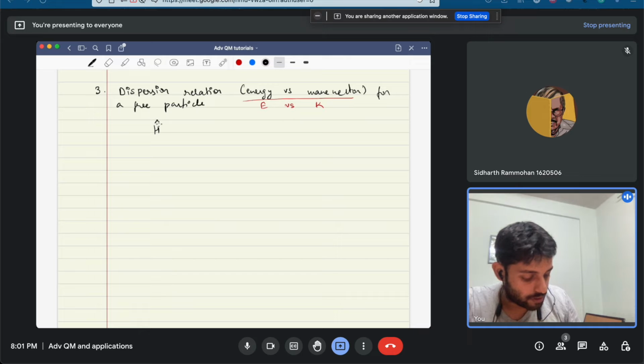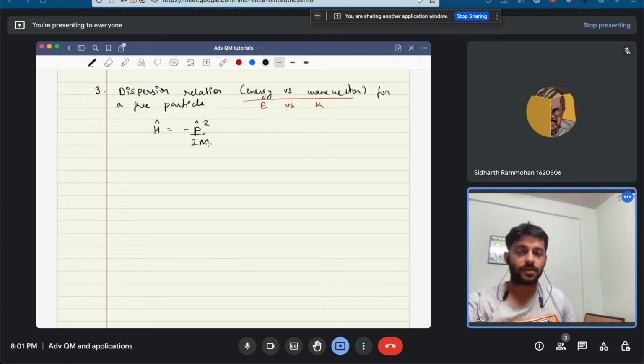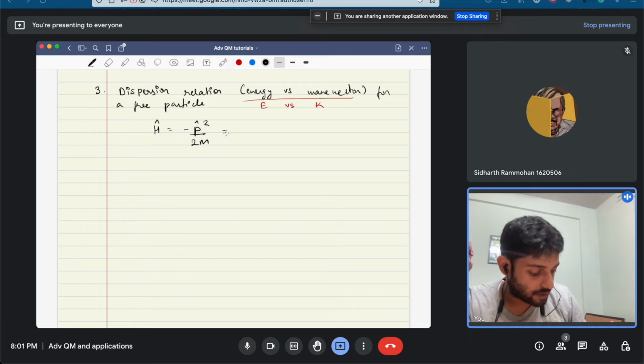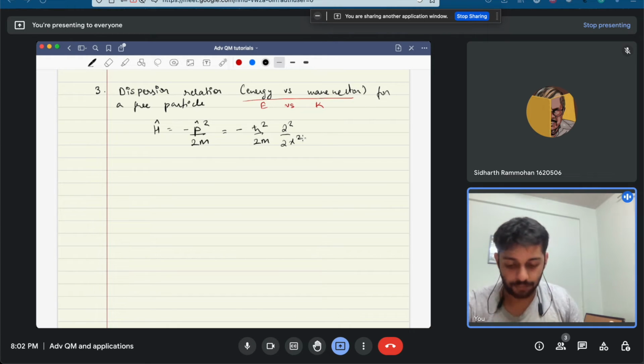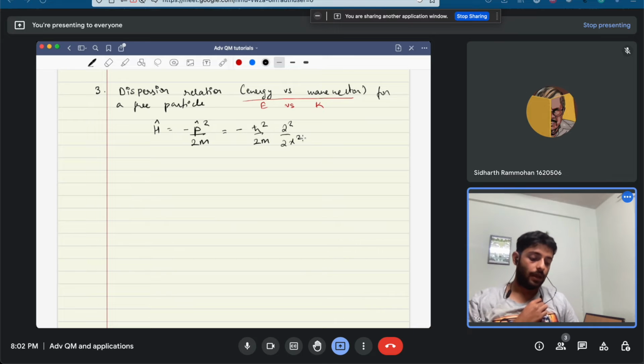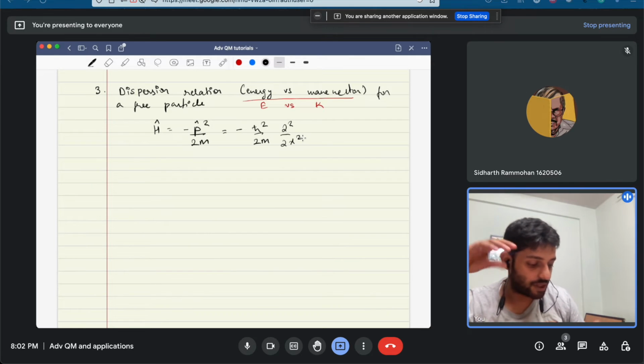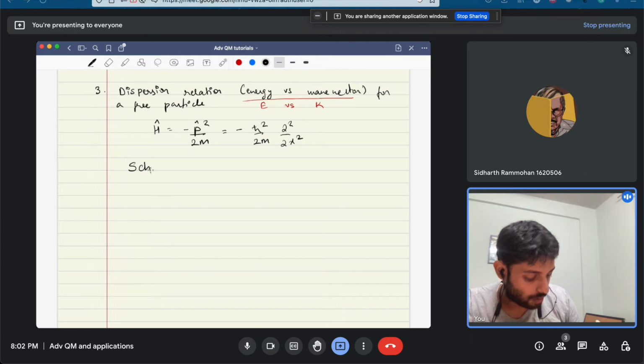Hamiltonian H is equal to p square by 2m. So this is the only thing that is given to us. And as we have derived in the previous question, that comes into help now. So we had minus h bar square by 2m del square by del x square. Now to derive this relation, we are going to use the Schrodinger equation. So we are already familiar with the Schrodinger equation.